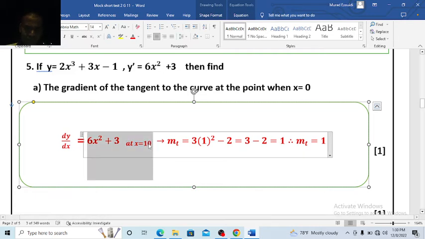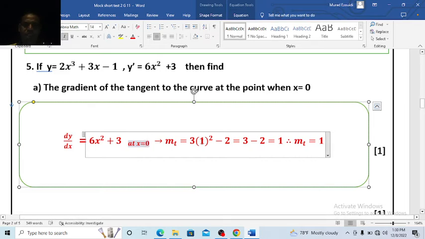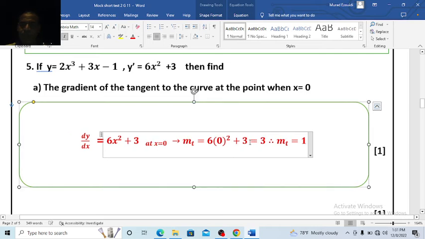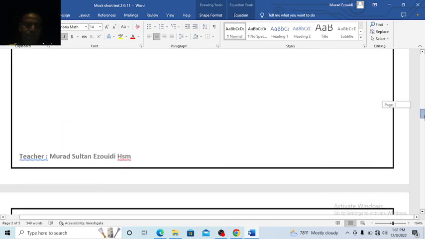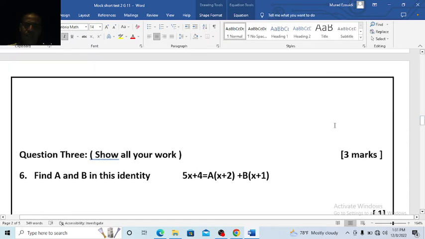I will erase. Sorry. Here, x equals 0. Then mt is 6 multiplied by, I will use my function, 6 multiplied by 0 squared, plus 3. Okay, plus 3, Mr. Murad. Okay, like that. Then 6 by 0 is 0, so the last answer is 3. Therefore mt is 3. Now I found mt, the gradient of the tangent to the curve. Okay, so this is the solution. For b, okay, now the next one.